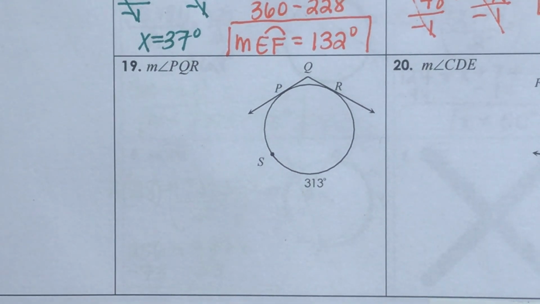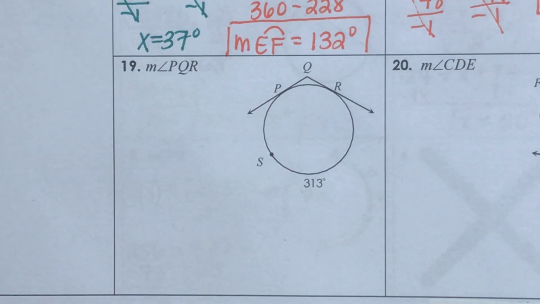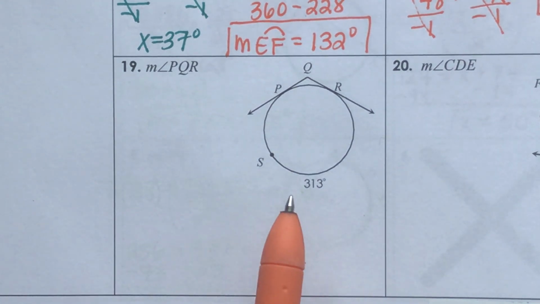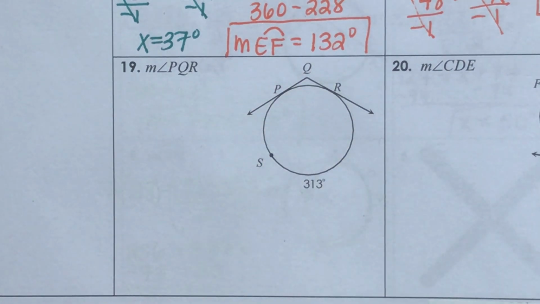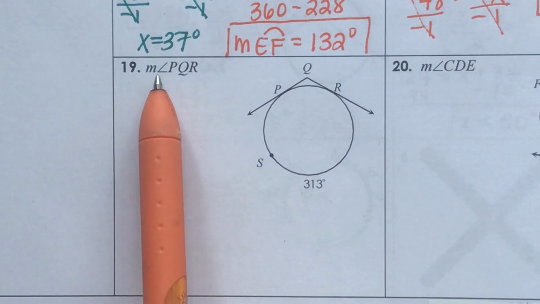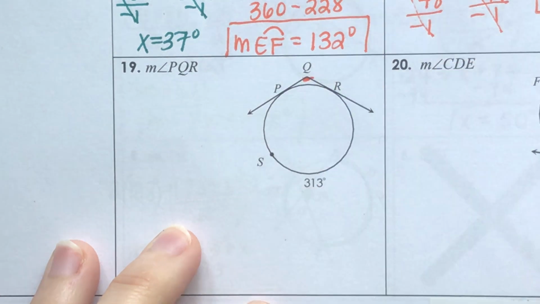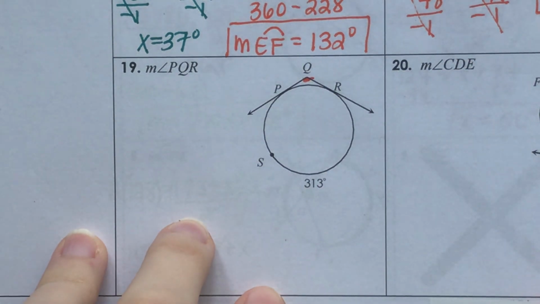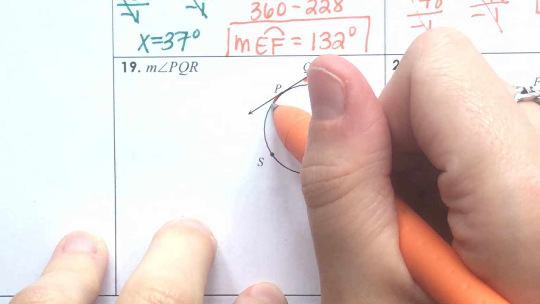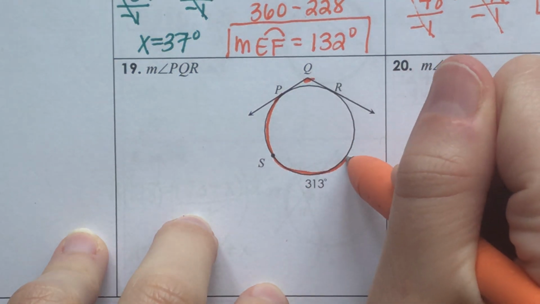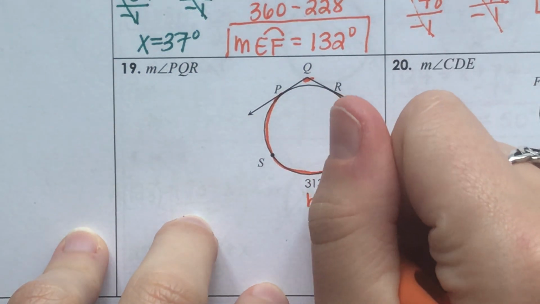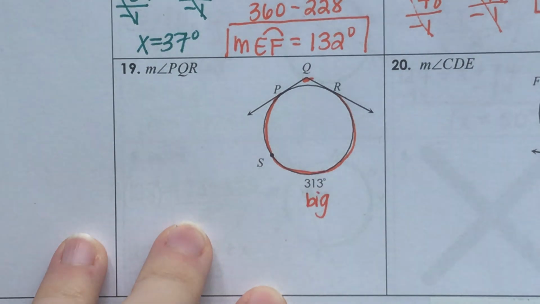Number 19. Big minus small should equal my angle. Now I'm asking you to find the measure of angle PQR. So I want to know what the angle is. Now, I only give you one thing right now. I tell you that the big arc is 313 degrees, but I give you nothing else.